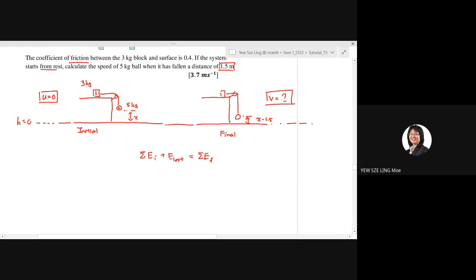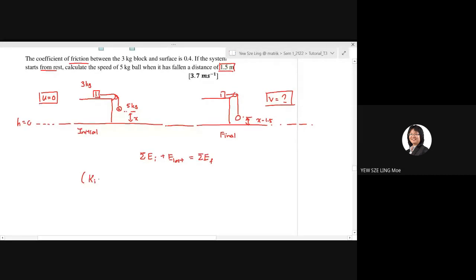If you look at this question, you have two objects in the system, which means you have to take into consideration the energy inside both of them. You cannot just use K initial and U initial for just the ball or just the block. You have to calculate the energy for both of them. So what am I going to do now? I want to put a bracket here: K initial plus U initial, close the bracket, for the block.